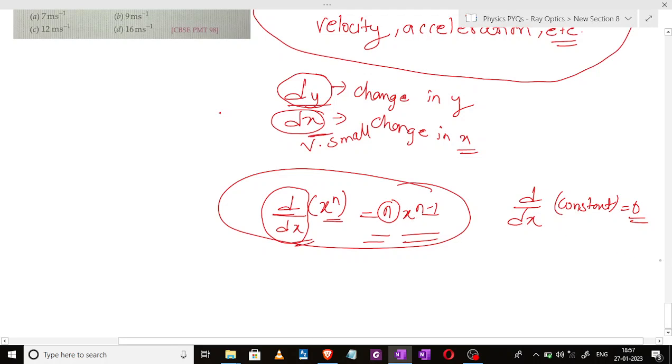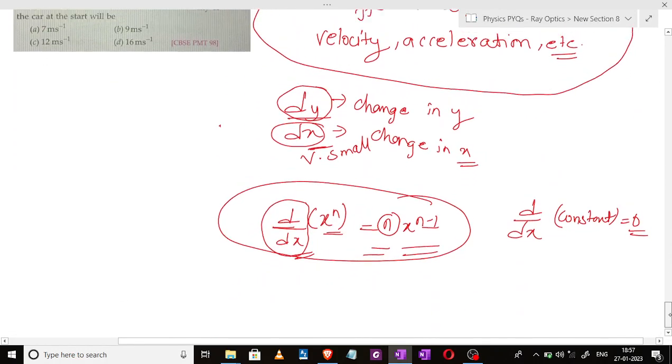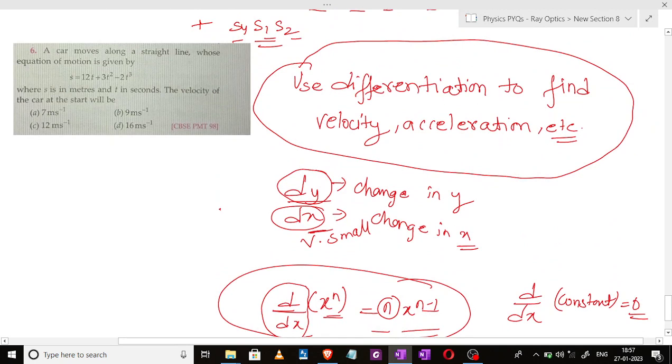Okay, what else do we have to know? This is our differentiation topic, but how is it related to motion in a straight line? We have to understand that velocity is the rate of change of displacement. So it is dx by dt, sorry, d/dt of x. When we differentiate the equation of x with respect to t, then we get the value of velocity.